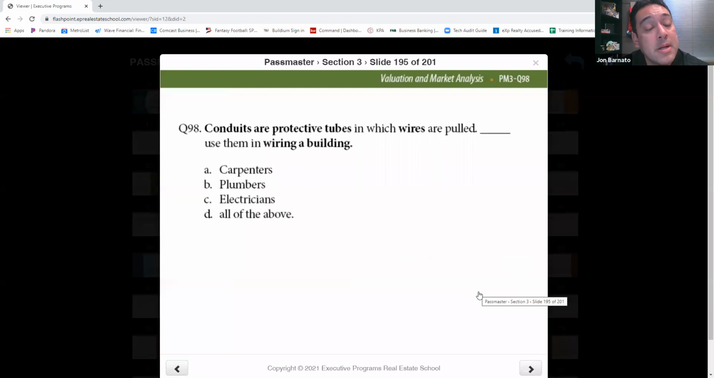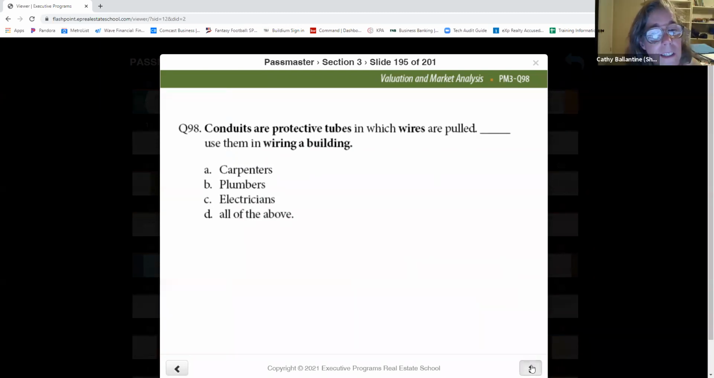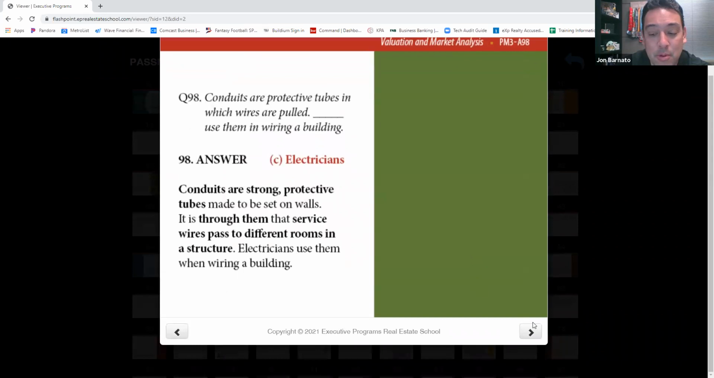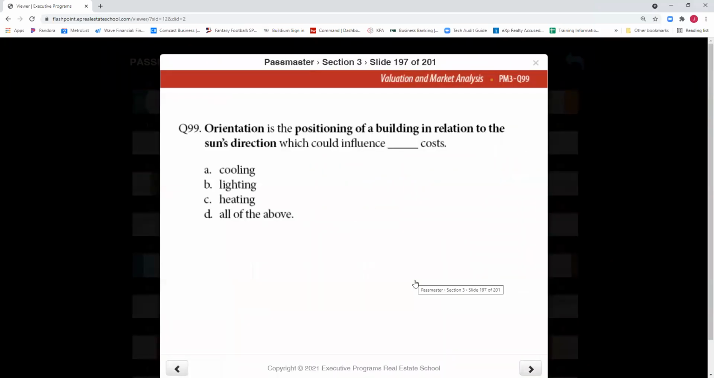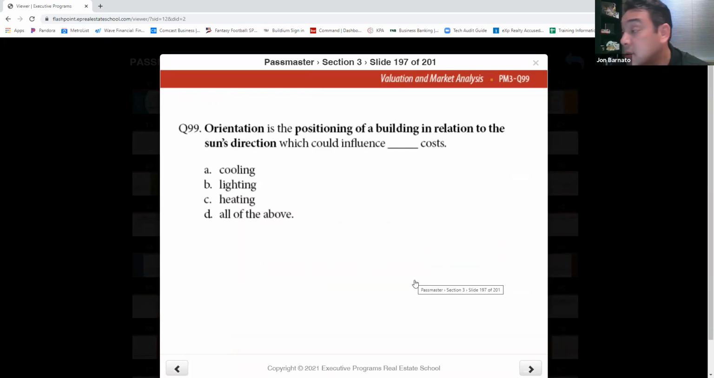Conduits are protective tubes in which wires are pulled. Electricians use them in wiring a building. Electricians, they pull things through conduit.